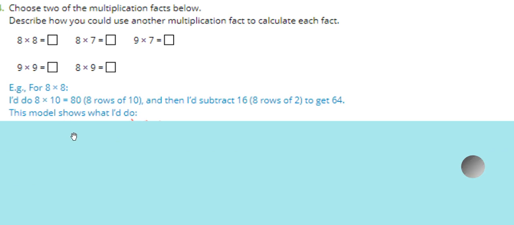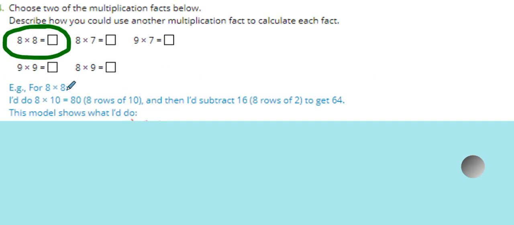Okay, so this is how, when it says explain, I know some of you have a hard time explaining your thinking. This one is saying choose 2 of the multiplication facts below. Describe how you could use another multiplication fact to calculate each fact. So this one's choosing 8 times 8. That's a tricky one, guys. That's one they have to memorize. Not many people are really good at counting by 8s, myself included.